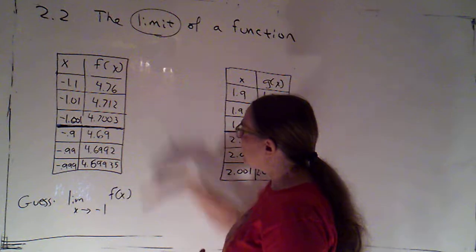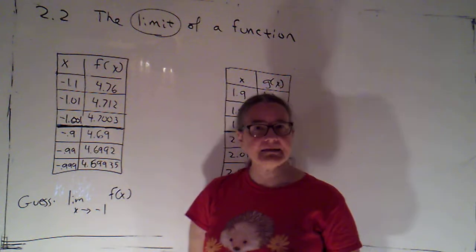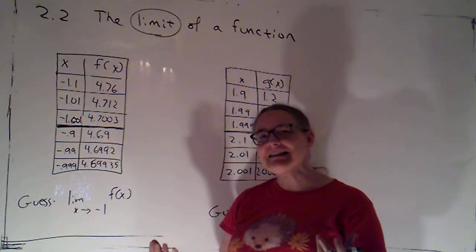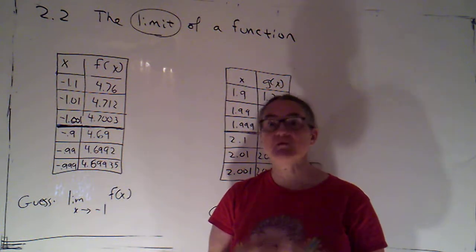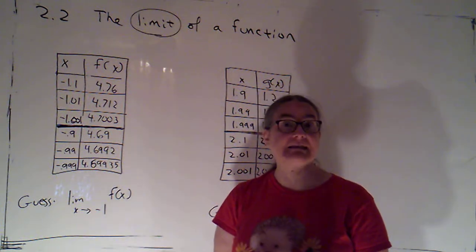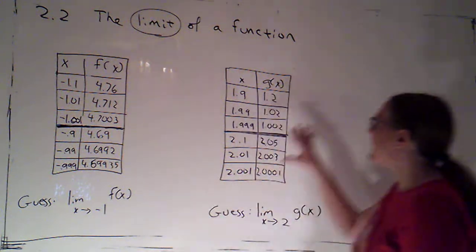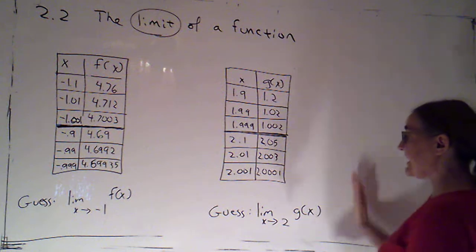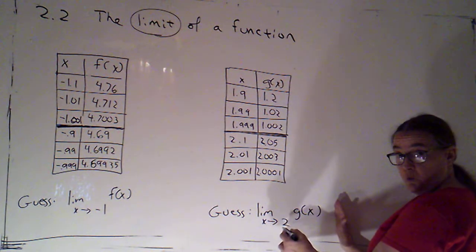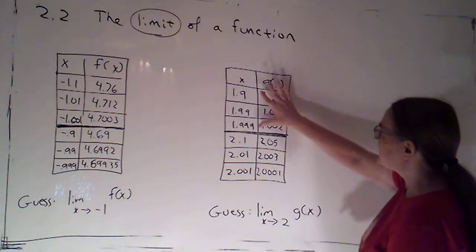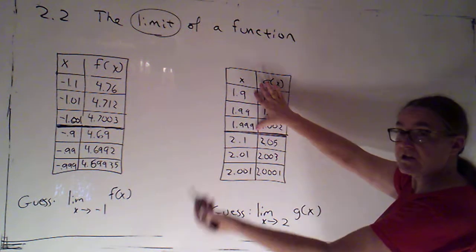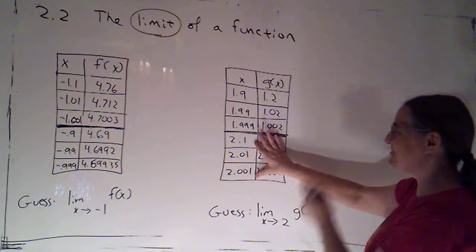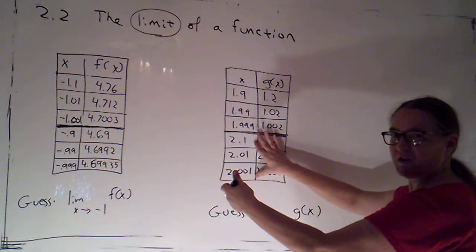So I'm going to look in the y values and see. I've set it up so that there's a pattern in the x values. Is there a pattern in the y values? If so, I will guess that that's my limit. And then I've got another table over here. We're going to use this table to guess the limit as x approaches 2 of g of x. So here I've got some x values that are smaller than 2 but getting bigger. And here I've got some x values that are bigger than 2 but getting smaller.